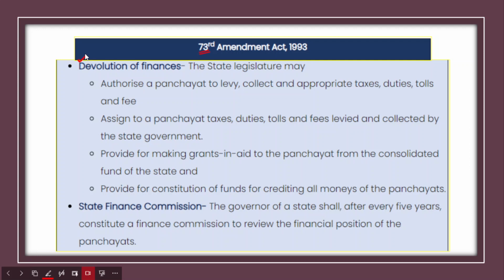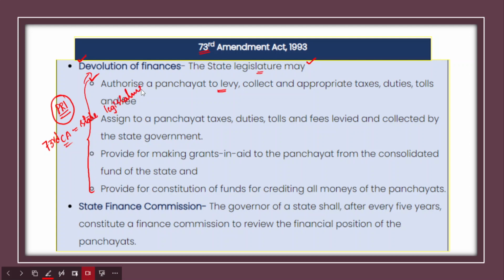However, when the state legislative assembly feels it necessary to provide more powers to Panchayati Raj institutions, then it can devolve more such financial powers. Okay, so now the state legislative assembly can authorize a panchayat to levy, collect, and appropriate taxes, duties, tolls, and fees. Please understand, all these financial powers were not directly endowed by the Constitution to Panchayati Raj institutions. Rather, the 73rd Constitutional Amendment has left the matter of devolution of finances to the respective state legislative assemblies.